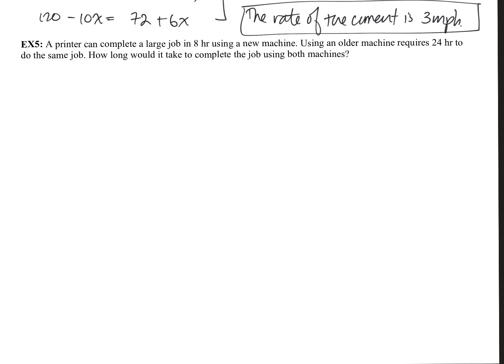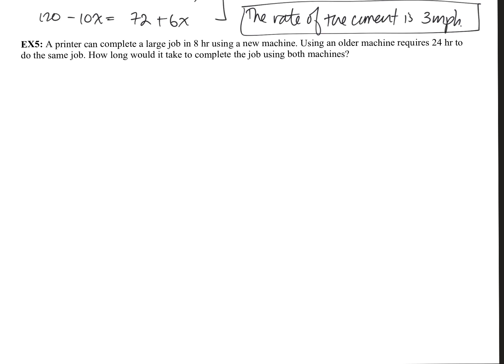A printer can complete a large job in 8 hours using a new machine. Using an older machine requires 24 hours to do the same job. How long would it take to complete the job using both machines? We're talking about things that are working and completing a job, right? So this would be a work problem.